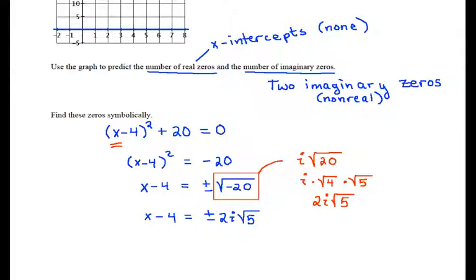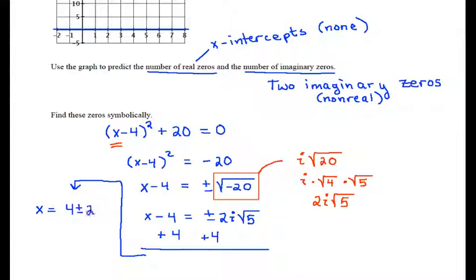And if I just add 4 to both sides, to get these in the form a plus bi, it's best to just put the real part first and the imaginary part last. So I'll write this over here where we have a little bit of space. x is equal to 4 plus or minus 2i times the square root of 5.